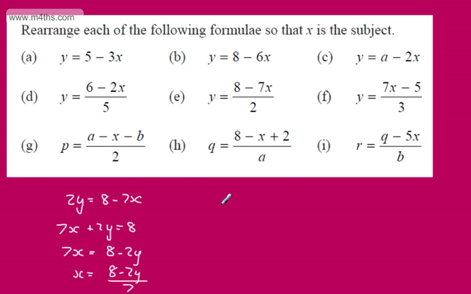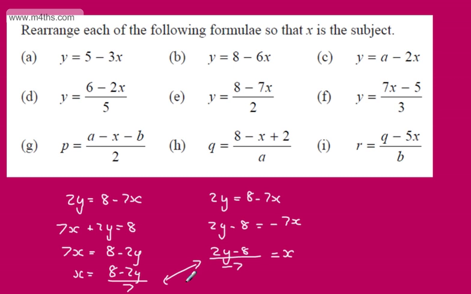At this stage, I could have done something different. What I could have done is, and I'll just write this out, 2y is equal to 8 minus 7x. I could have subtracted 8 from both sides. 2y minus 8 is equal to minus 7x, and then divided both sides by minus 7. We end up now with 2y minus 8 over minus 7 is equal to x, and these two are equivalent.